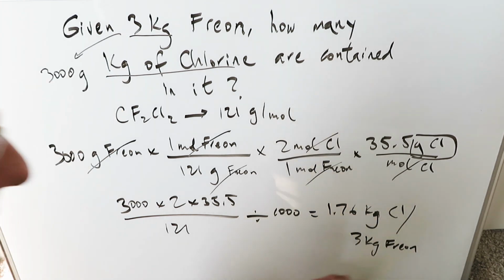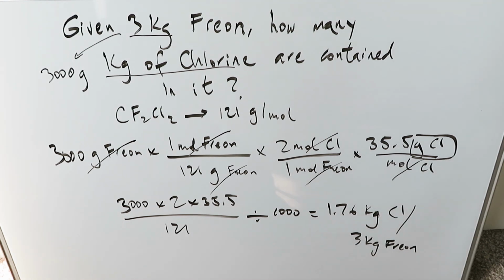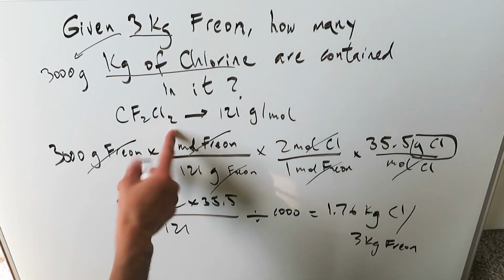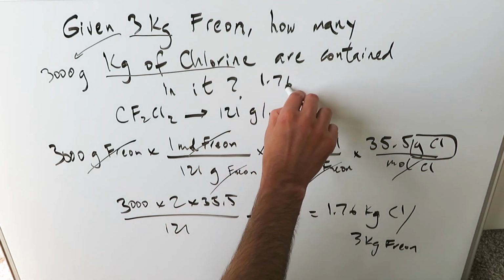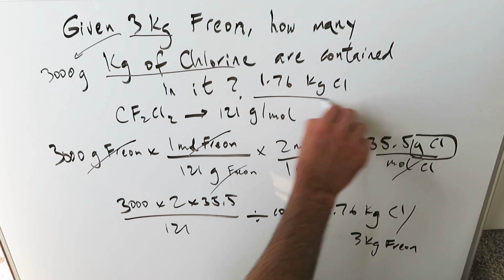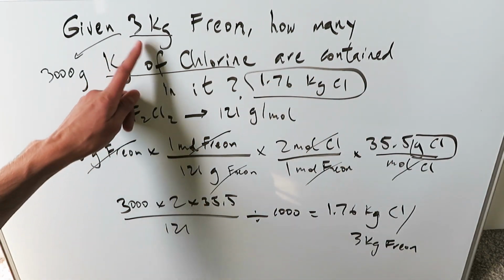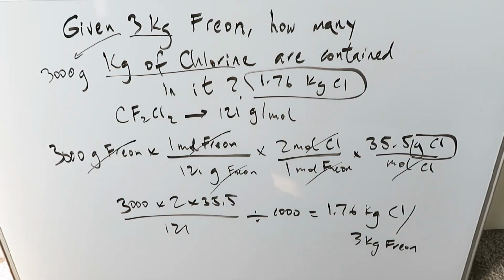And that's going to show you that chlorine represents a large proportion or percentage of freon simply because its atomic weight is the largest. And the answer is right. Our answer I'm putting for you right here: 1.76 kilograms of chlorine will be present in your sample of 3 kilograms of freon gas. And that's it for this video.